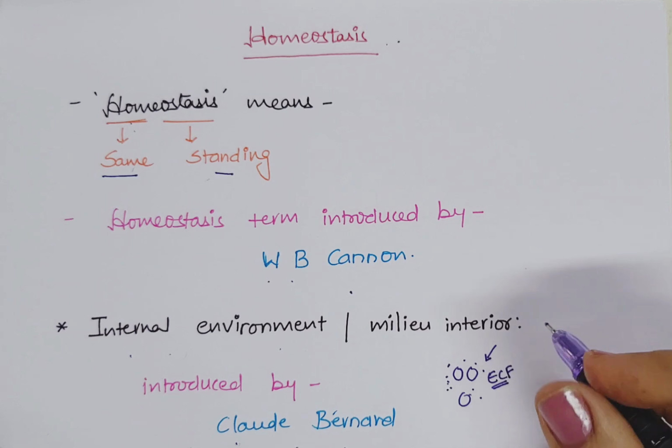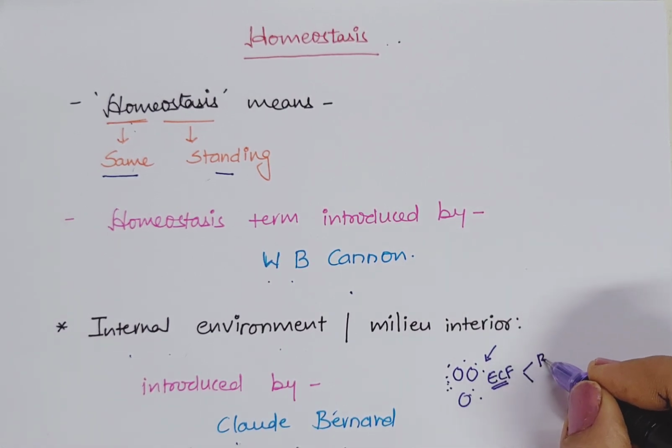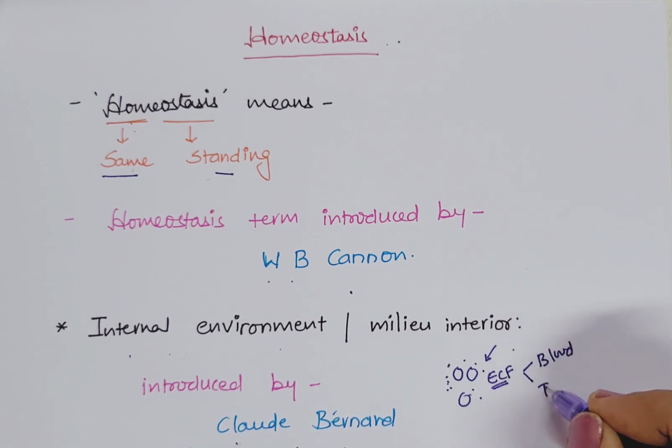Mainly this extracellular fluid consists of two things. Number one is blood, which is inside the blood vessel, and the other is interstitial fluid. We will discuss this in detail in our body fluid topic. Now, what is the importance of this extracellular fluid?